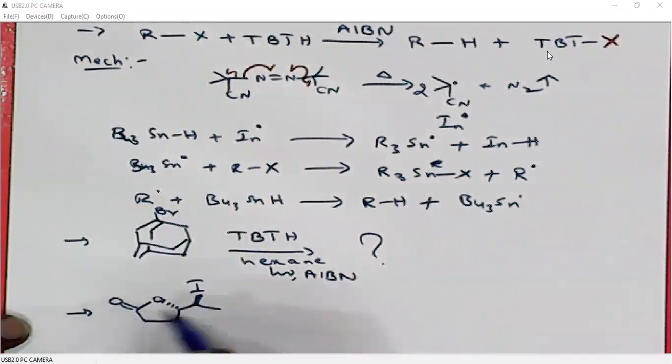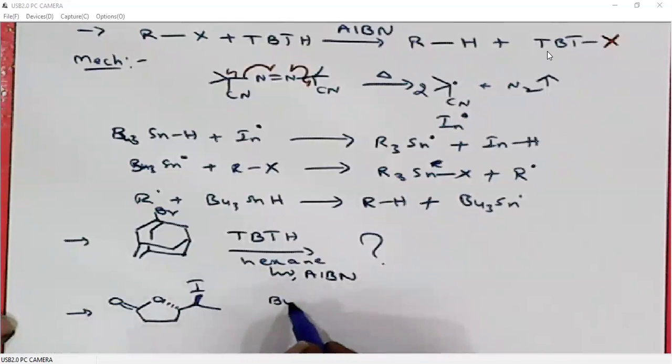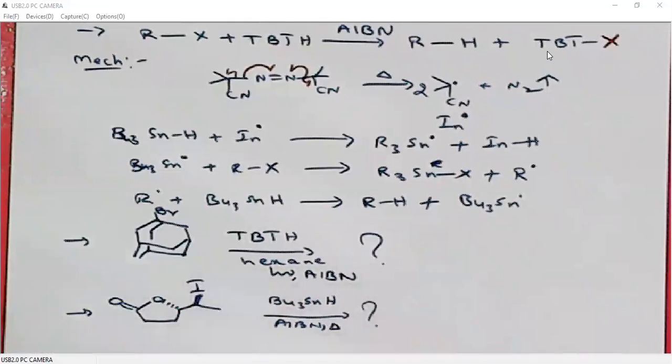Here the halogen is on a chiral center. Write the product. Though it is a chiral center, it doesn't matter for us. Just remove this halogen and replace it with hydrogen. The alpha functional groups may not be involved in this reaction.